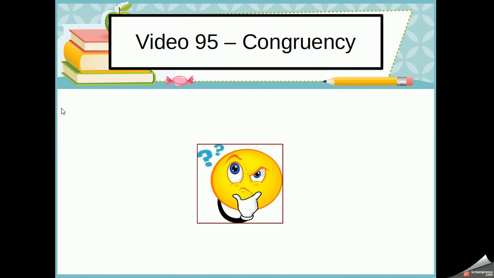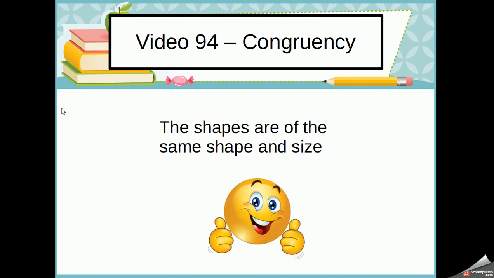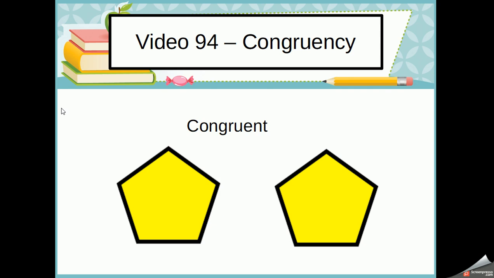Video 95 then, the property of congruency. What does it mean when two shapes are congruent? Well, basically it means that they are of the same shape and size. So in other words, they are the same shape. It's fairly easy to go through, but you can slip up sometimes. We'll just have a look at a couple of examples.